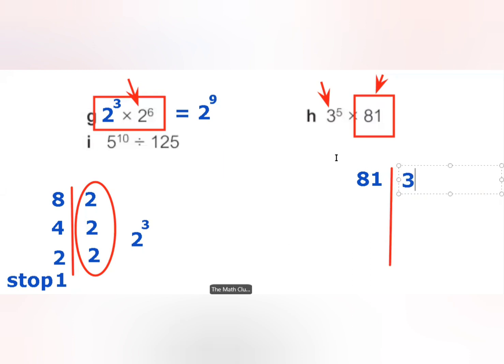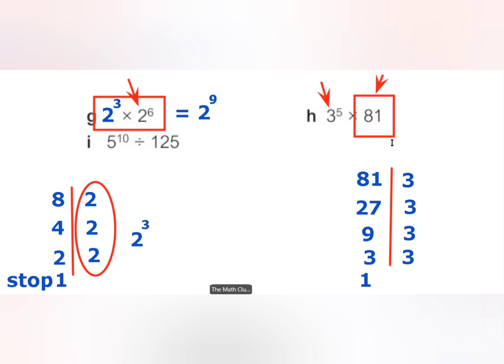So 81 divided by 3 equals 27. Good job. I put 27 here, and then divide the 27 by another 3, which equals 9. Good job. And then divide the 9 by 3 equals 3. And then divide the 3 by 3 equals 1. When you reach 1, you have to stop. And this is the idea of finding the power of the base number.